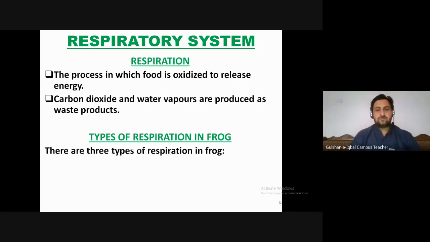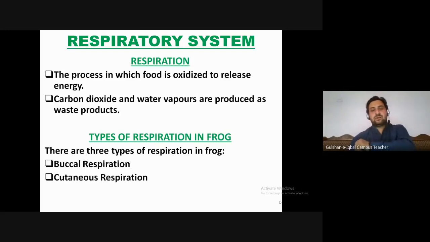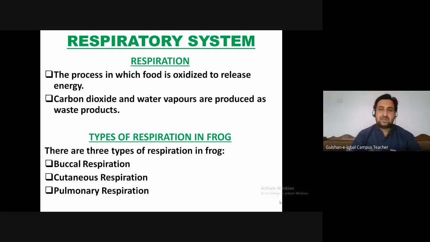The first one is known as buccal respiration, okay? Buccal respiration means the type of respiration that takes place through the buccal cavity. It means through the mouth. Second is cutaneous respiration. It is the type of respiration that takes place through the skin. Cutaneous means skin. The third one is pulmonary respiration. It means the type of respiration in which the nostrils and lungs are involved. So the oxygen is taken into your lungs and carbon dioxide is moved out of the lungs. That is pulmonary respiration.